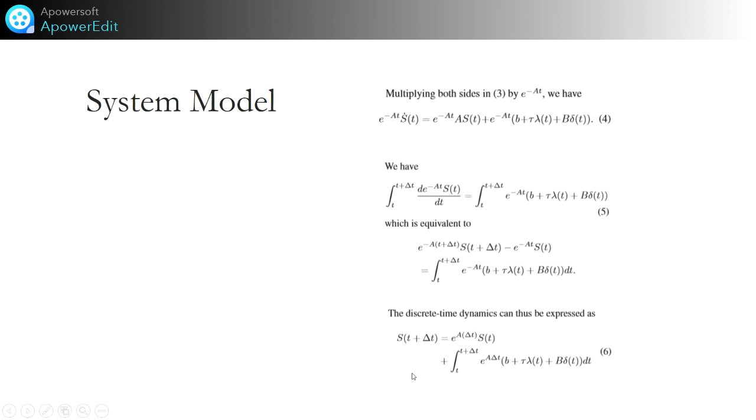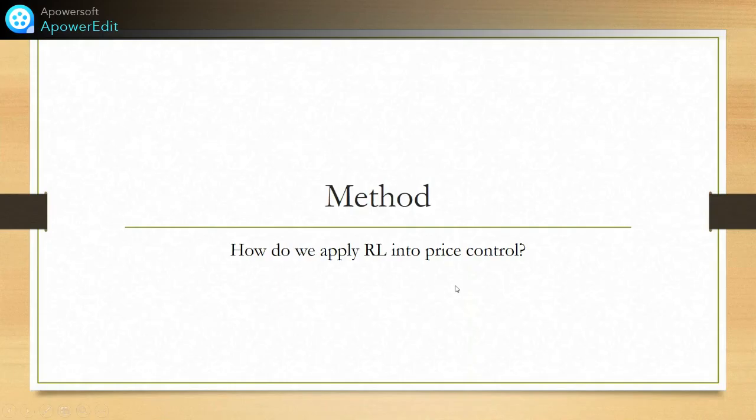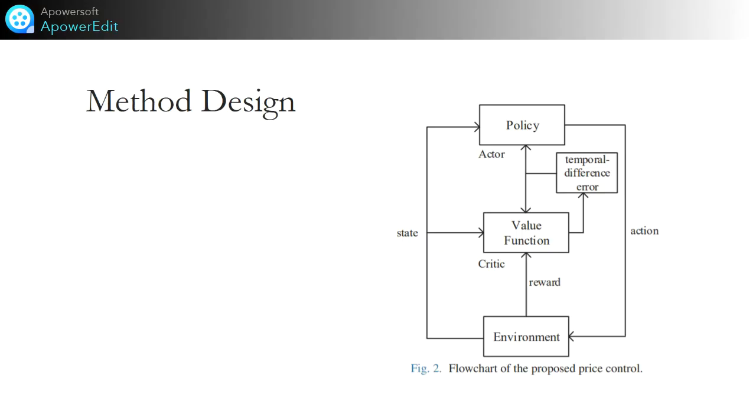Given 6, the goal of our model is to balance the supply and demand while keeping the stored energy level at a threshold for emergency operation. Next, we are going to talk about how we apply RL to price control. Figure 2 is a flowchart of our proposed price control scheme.